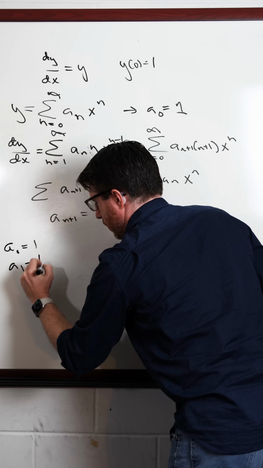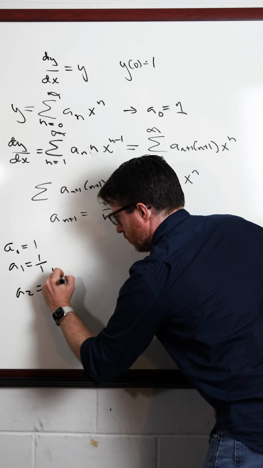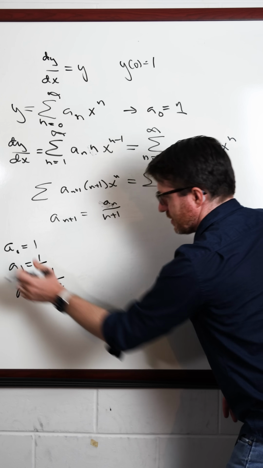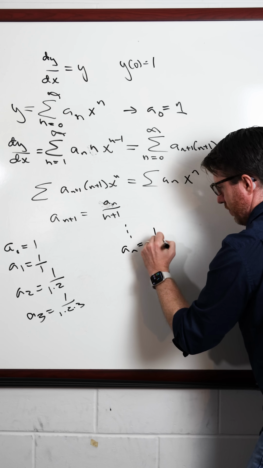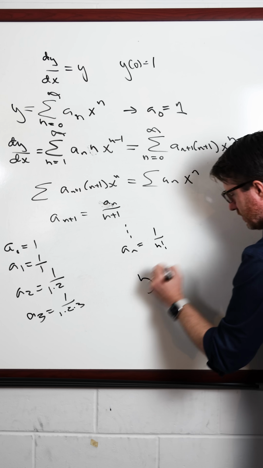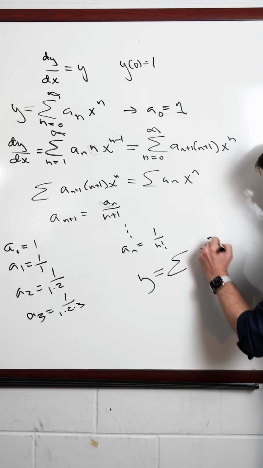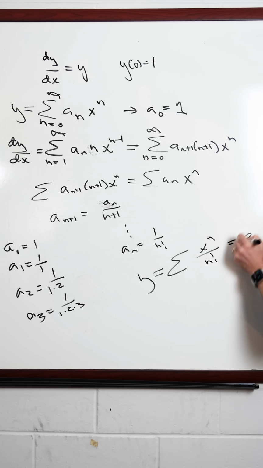a 1 is equal to 1 divided by 1. a 2 is equal to 1 divided by 1 times 2 because it divides this guy by 2. a n is equal to 1 over n factorial. So then y is equal to the sum of x to the n over n factorial, which is equal to e to the x.